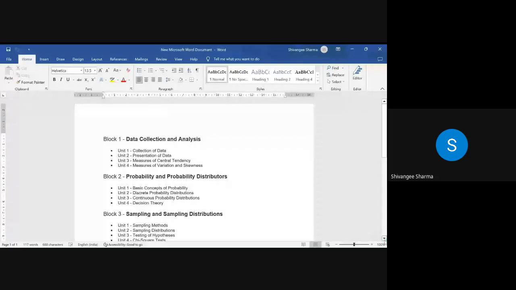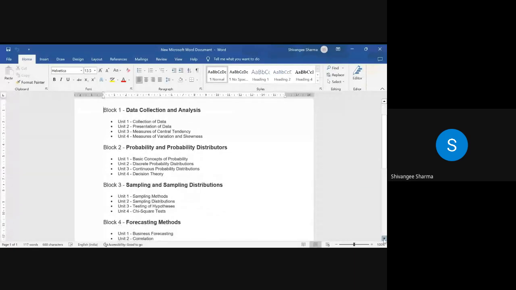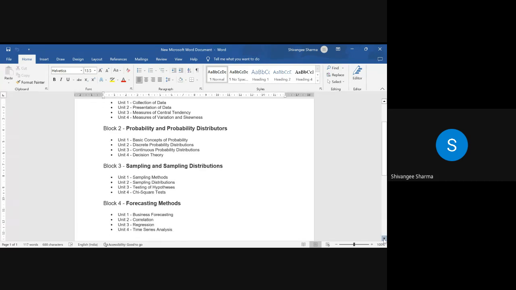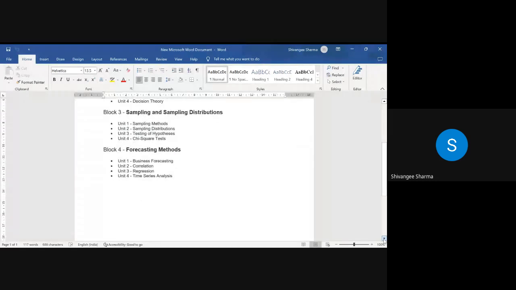So this is the entire coverage of the syllabus, which is in this paper. In block 1, there is data collection and analysis, in which we will be studying collection of data, presentation of data, measurement of central tendency, then variation and skewness. Then there is probability and probability distributions. After that, in block 3, sampling and sampling distribution, and in block 4, forecasting methods.